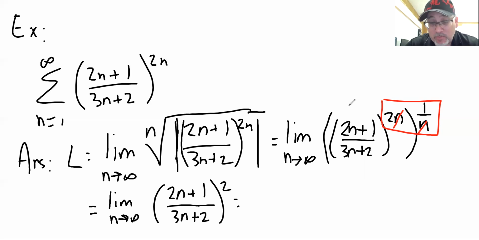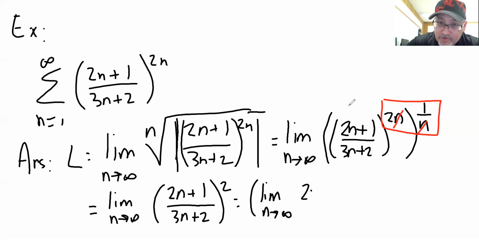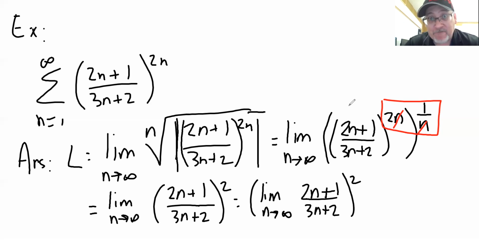I'm going to do a technical move. I'm going to slide the limit inside. And you can do that. You can move a limit inside a function, in this case the squaring function, if that function is continuous. It's the core of being continuous. It doesn't matter if you do the limit before or after the function. We're doing the limit before squaring instead of after squaring. The squaring is continuous. And notice that we have a ratio of polynomials.